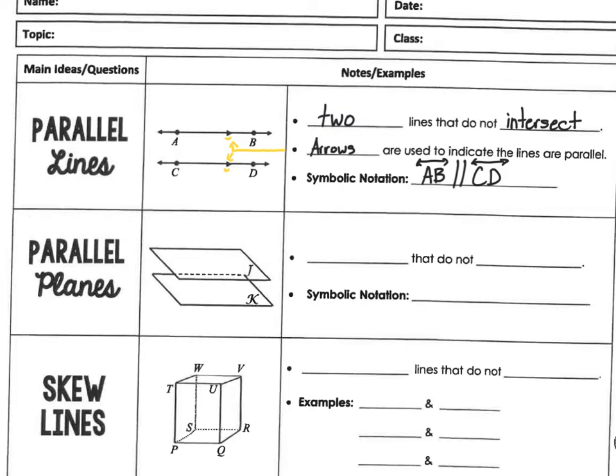Okay. For parallel planes, it would be planes that do not intersect. The way that you would write that if we're looking at these two, so remember that planes are labeled with the cursive or script capital letter. So you would use plane J, our parallel sign, plane K.